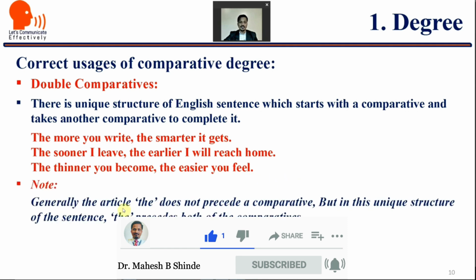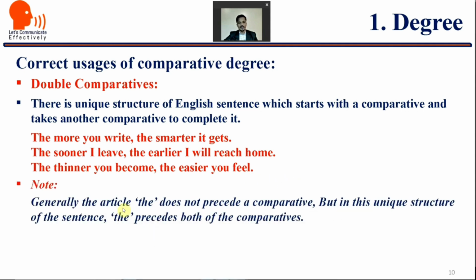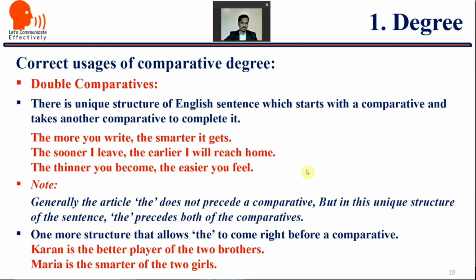Now, generally, the article "the" does not precede a comparative, but in this unique structure of sentence, "the" precedes both of the comparatives. And there is one more structure which takes "the", like Karan is the better player of the two brothers. Now, here we are comparing two and showing one as better. That's why "the" and double comparison. Maria is the smarter of the two girls.